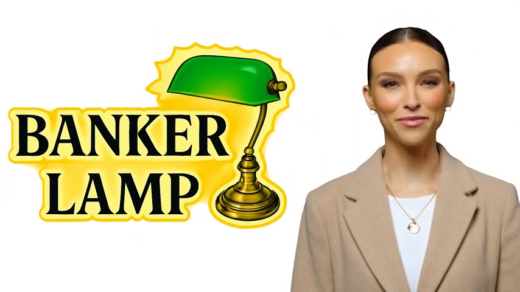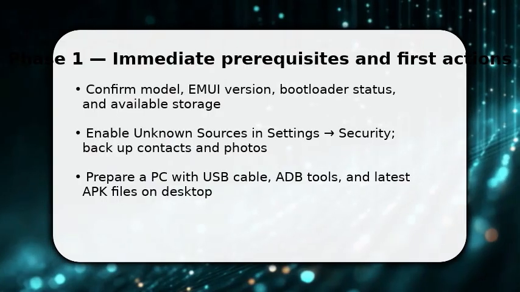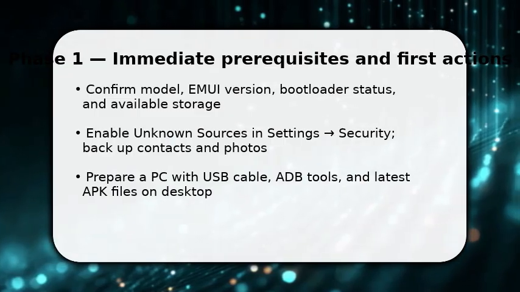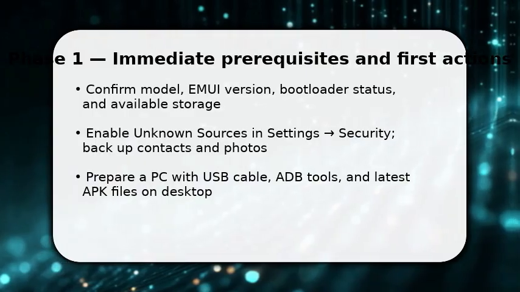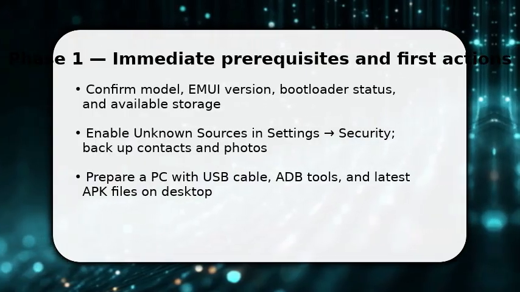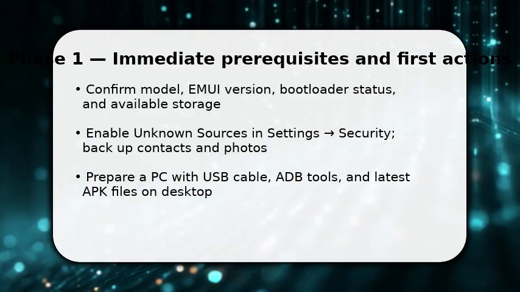Please enjoy the video. You start by verifying your Huawei model and MIUI version, so you choose compatible files. Once done, enable unknown sources in settings, right arrow, security, and back up your data. This protects you if something goes wrong.